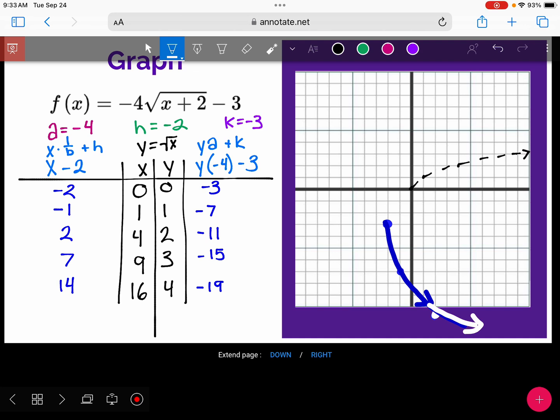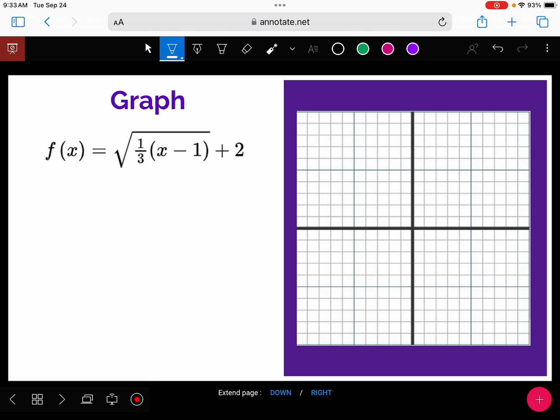Okay, let's do another one. Here we've got our square root of 1/3 times the quantity x minus 1 plus 2. That is how our b's are going to be put when we also have an h. They are outside the quantity.